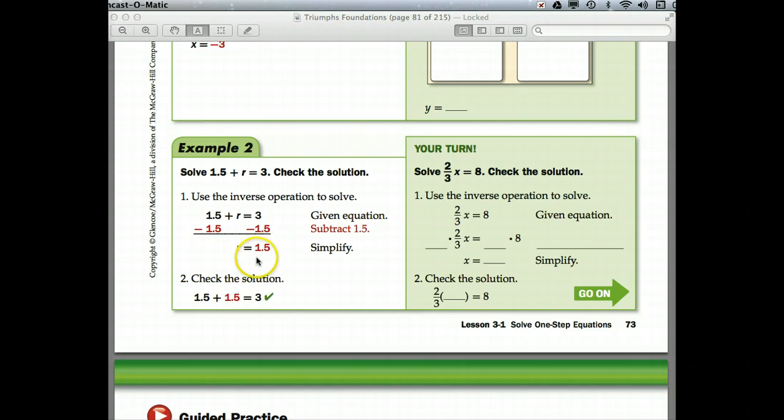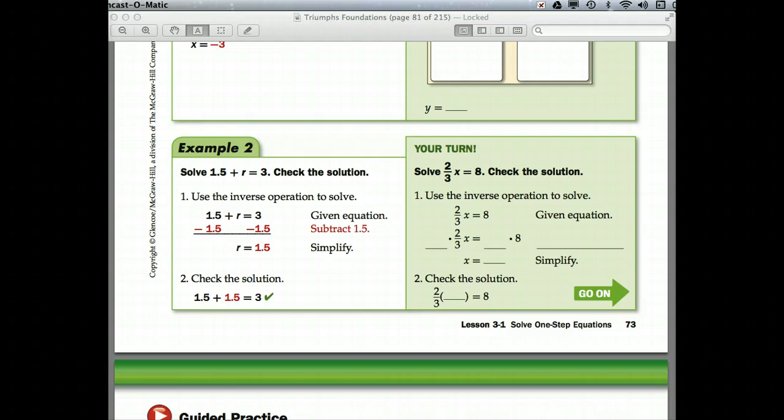Now we can check to see if our solution is correct by going up to the original equation. And in place of r, we're going to put a 1.5, which is what they're showing here. So 1.5 plus 1.5 is equal to 3. So that checks. Here's your turn. I want you to take a moment, read through the problem, and work this one, and we'll come back and check your solution.